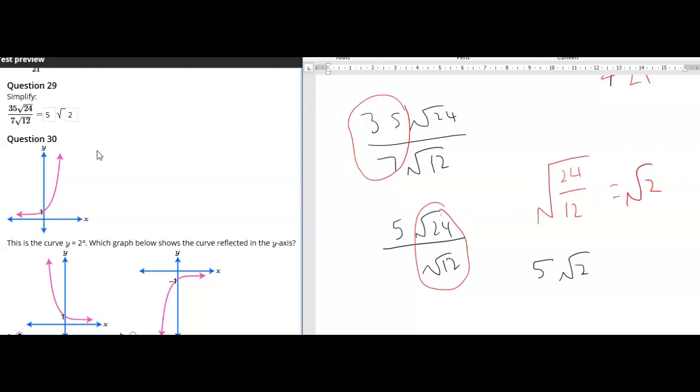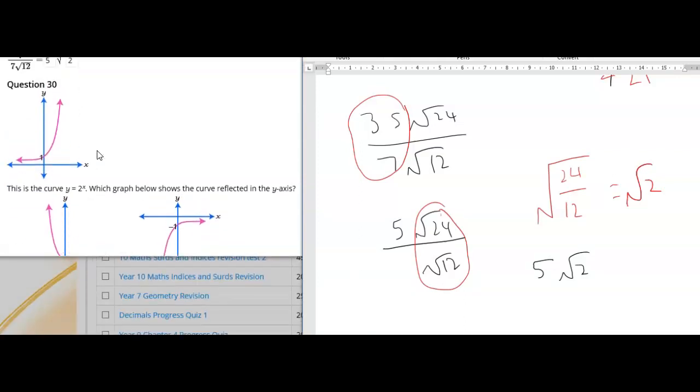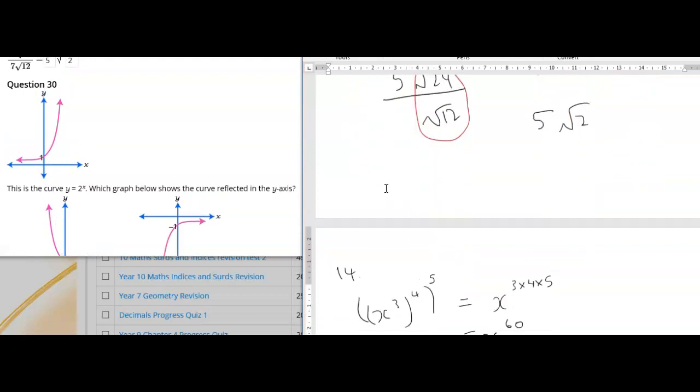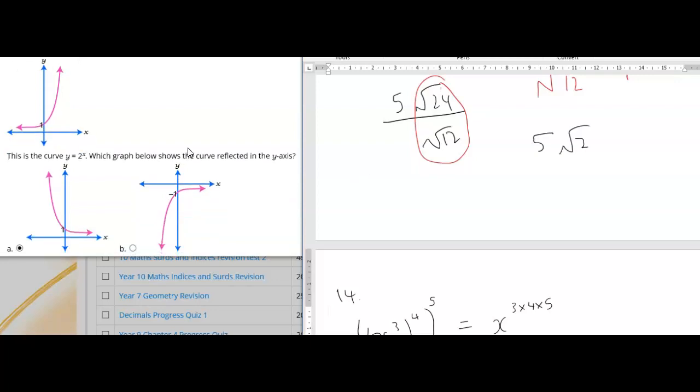Okay, question 30. That's our very last question. So we've got an exponential curve, y equals 2 to the power of x. Which graph shows the curve reflected in the y-axis? So basically, we've only got two choices here.